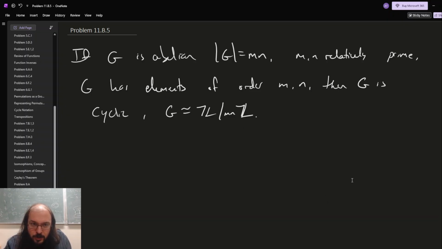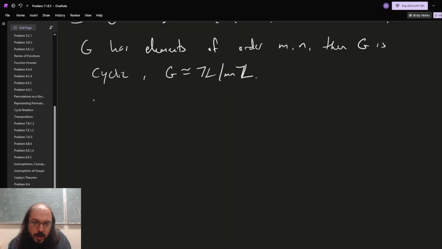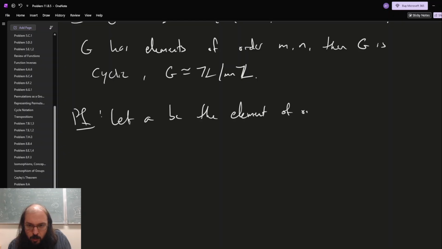And if you look in Pinter, this problem has a little bit of a hint attached to it, which is to refer to a previous exercise. But I don't think we actually did that exercise. So I think what we'll do in this video is tackle that while we're at it. So the proof proceeds in a couple of parts. First, we let A be the element of order M and B the element of order N, respectively.